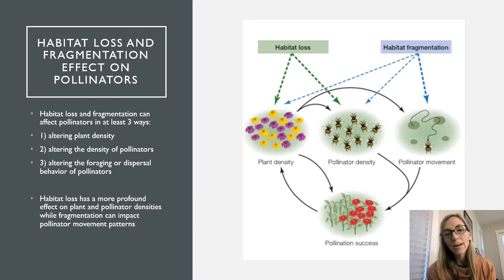So we know habitat loss has a more profound effect on plant and pollinator densities, while fragmentation is really going to impact pollinator movement patterns. And pollination services are critically dependent on having a sufficient amount of habitat within the foraging and dispersal range of the pollinators that they depend on. So in this case, corridors between patches may actually help to promote the movement of pollinators and increase pollen flow.